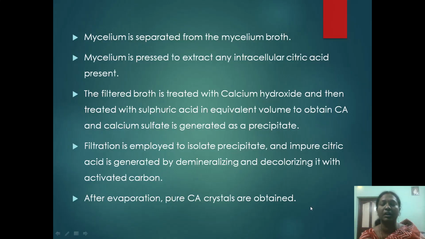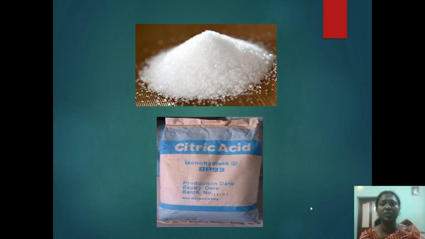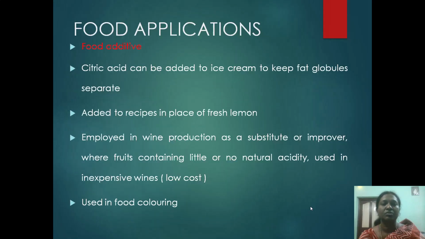As such, at the last. So this is a picture of citric acid, where it will be in the form of crystals. Next we are going to see the applications of citric acid in the food industries, where one of the foremost applications is that citric acid is used as a food additive. Citric acid is used in various forms.